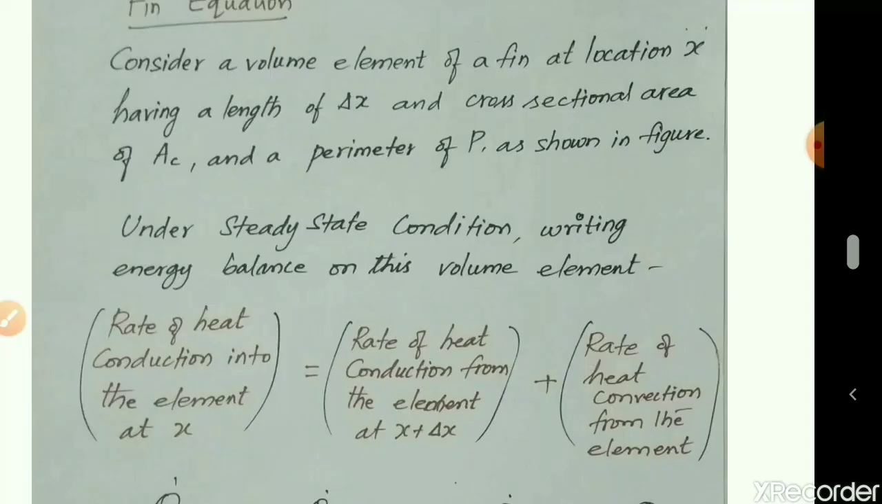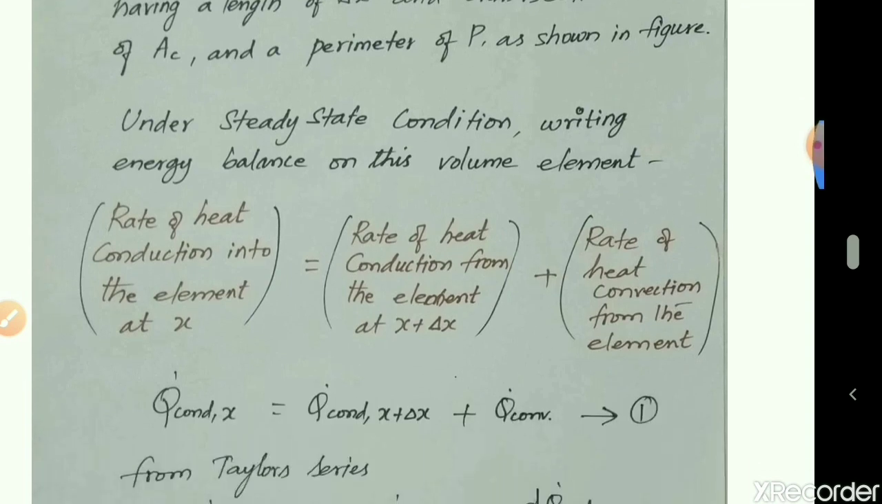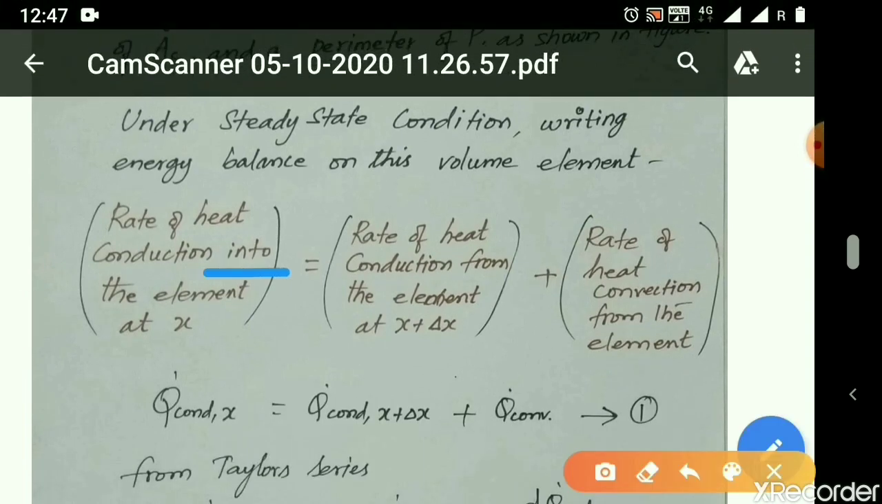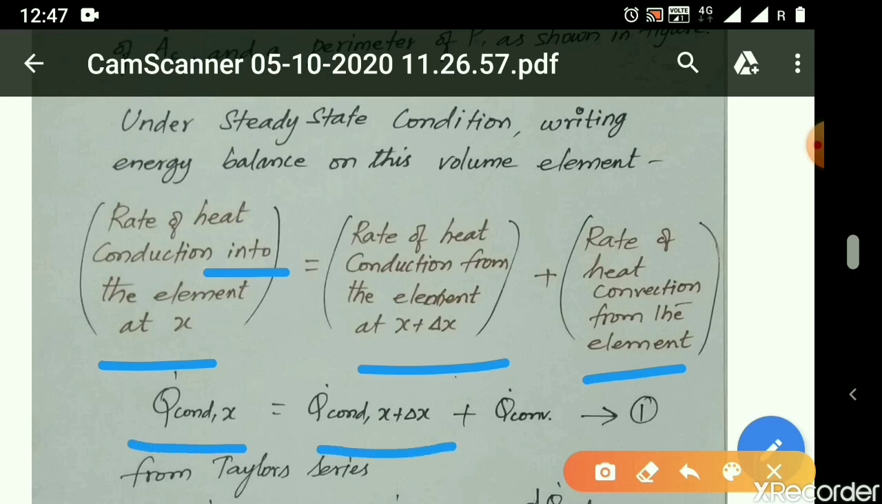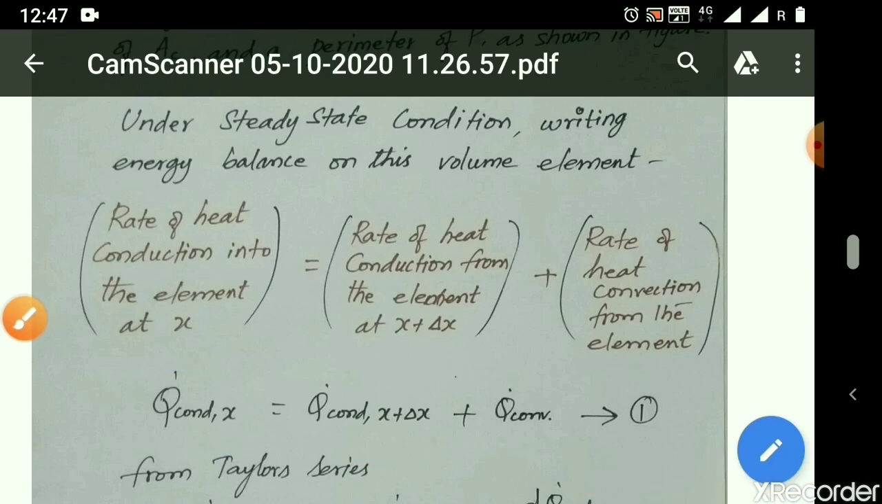Now under steady state condition we can write the energy balance on this volume element as: rate of heat conduction into the element at x equals rate of heat conduction from the element at x plus delta x plus rate of heat convection from the element, which can be written in expressions as Q dot conduction at x equals Q dot conduction at x plus delta x plus Q dot convection.